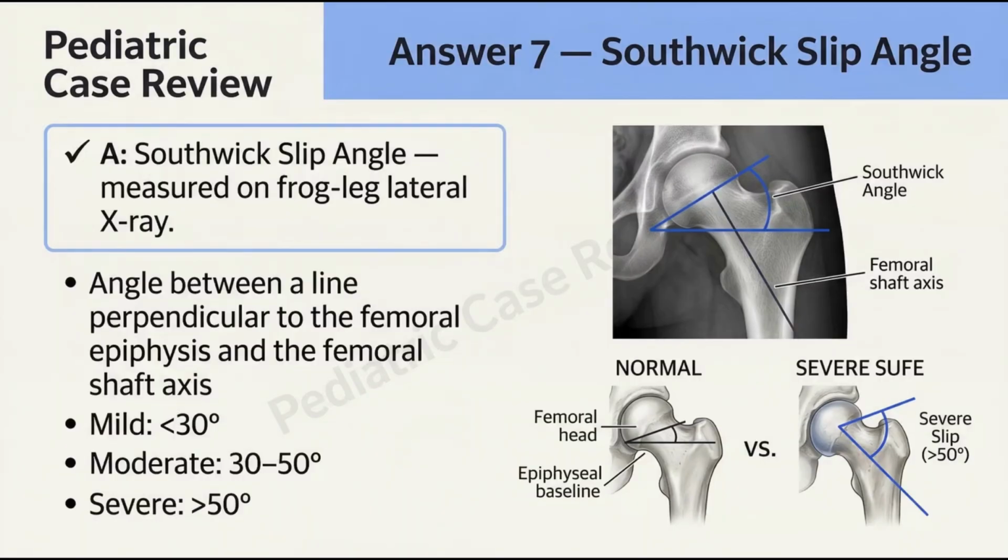This angle is measured on the frog leg lateral X-ray and represents the angle between a line perpendicular to the femoral epiphysis and the femoral shaft axis. A normal hip has a Southwick angle of approximately 10 degrees. Mild slipped upper femoral epiphysis is defined as a slip angle below 30 degrees. Moderate is between 30 and 50 degrees. Severe is greater than 50 degrees. This grading directly guides the surgical approach, with severe slips requiring more complex correction and carrying higher risks of avascular necrosis and chondrolysis. The Wiberg and Sharp angles are used in hip dysplasia assessment, not slipped upper femoral epiphysis grading.